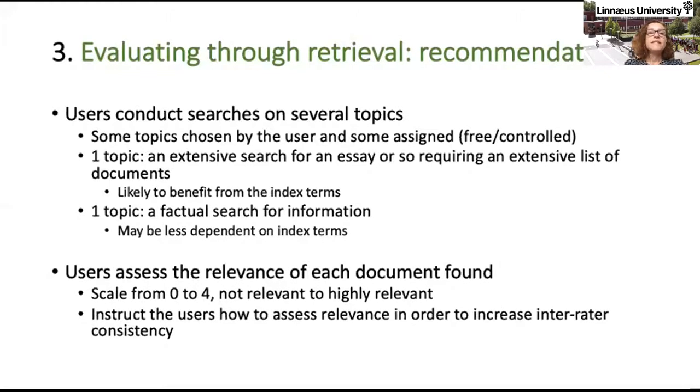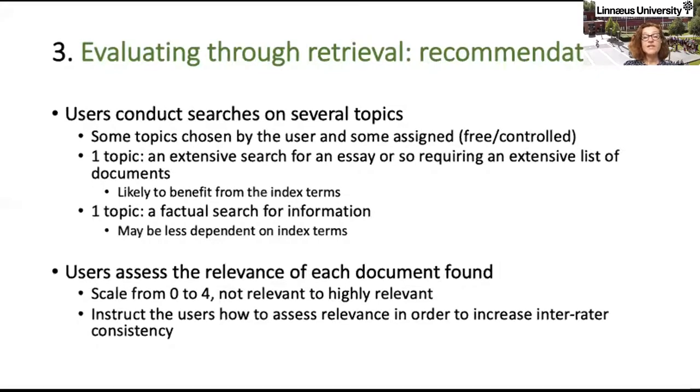Then what happens is that users conduct searches on several topics. And here we could have different topics, free or controlled. One topic could be an extensive search, which is likely to benefit from the index terms. One topic could be a factual search, which is less dependent on index terms, as we know from previous research.